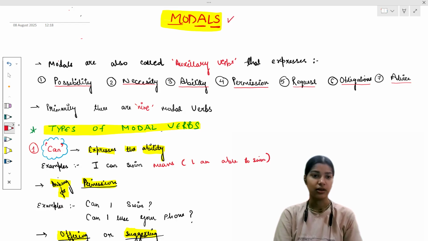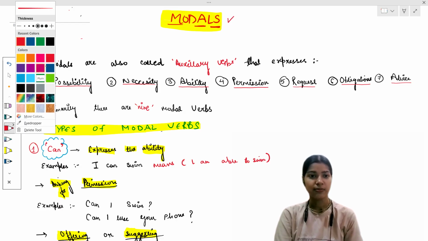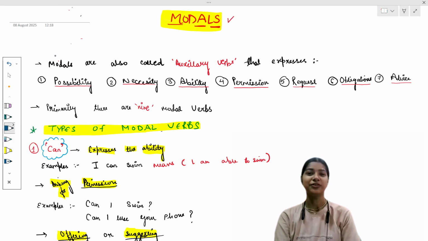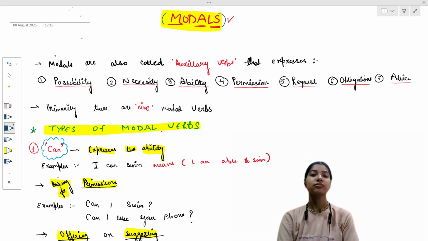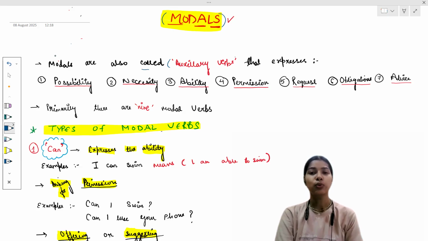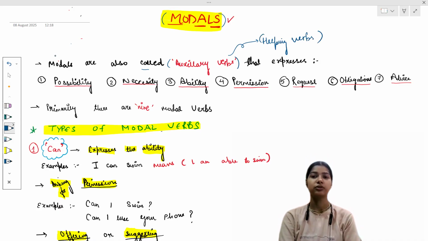Okay, so let me choose a different color. Let's choose blue for today. Today we are going to learn about modals. What are modals? Modals are called auxiliary verbs. Auxiliary verbs, that means helping verbs. They have another name, helping verbs also.